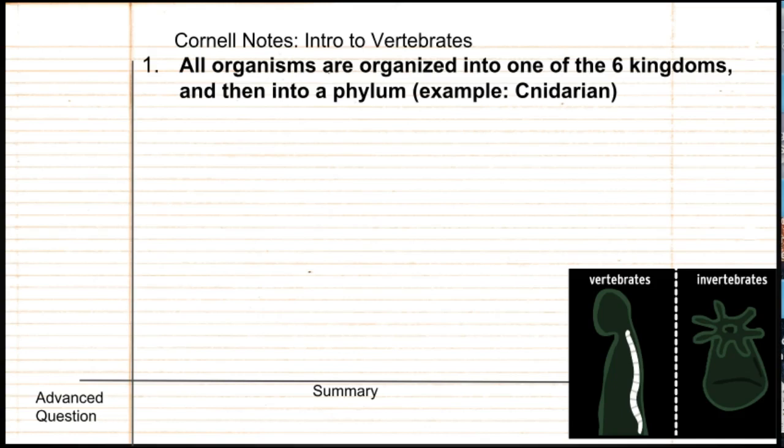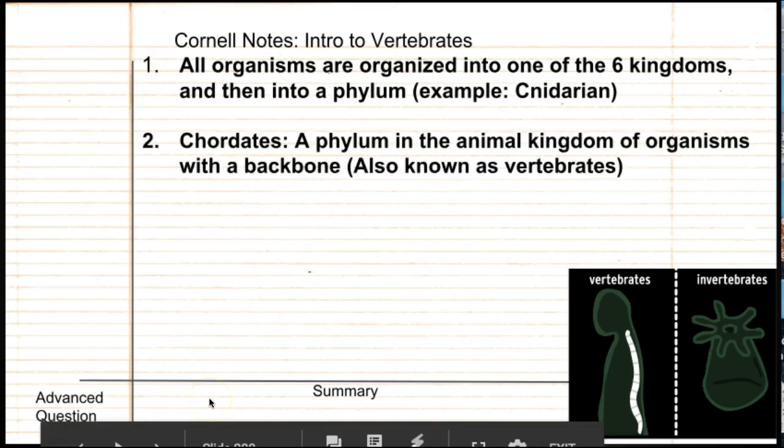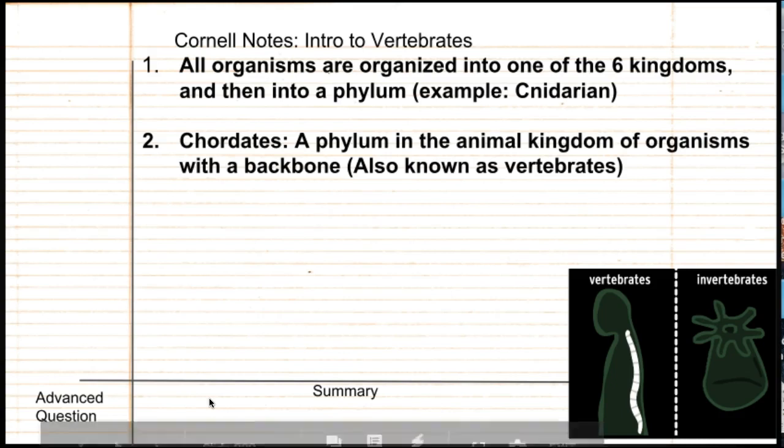Alright, let's move on to number 2. Go ahead for number 2, write chordates. Chordates are a phylum in the animal kingdom of organisms with a backbone. We also know chordates as vertebrates. A vertebrate is an organism that has a backbone, like a human, snake, reptiles.